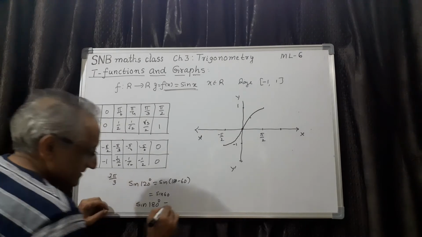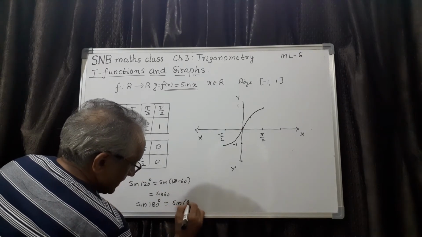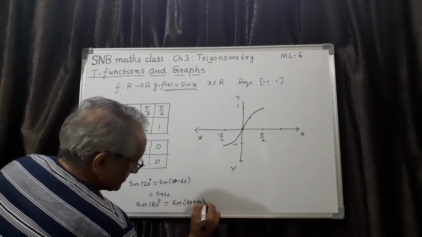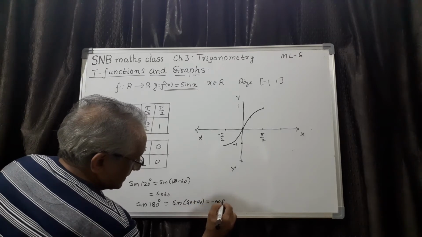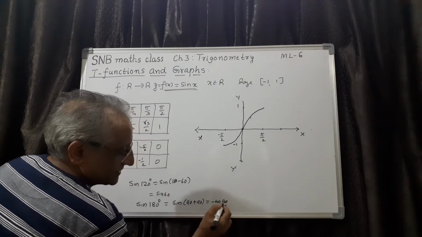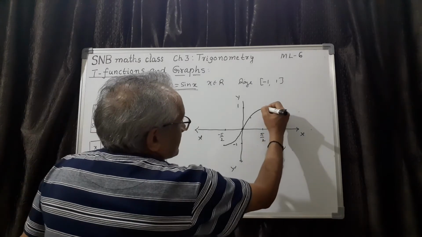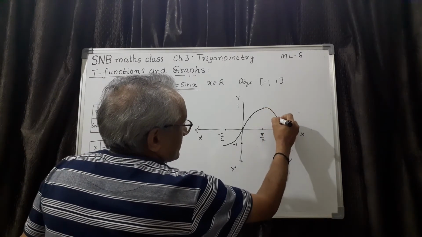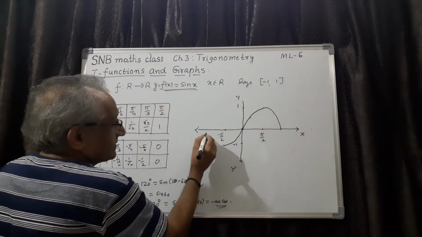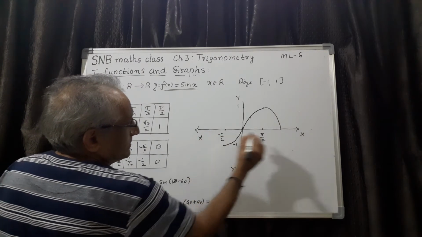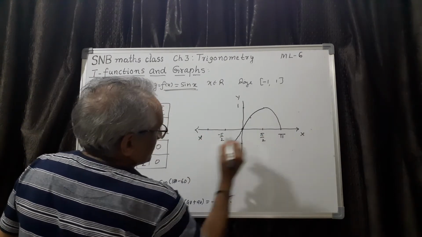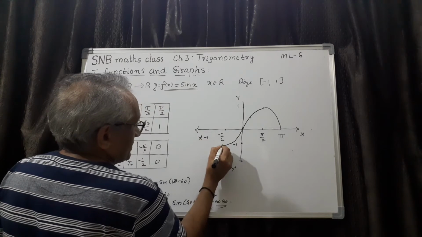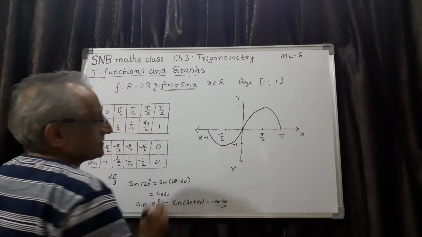Sine 180 is sine of 90 plus 90. So this is cos 90, and cos 90 is 0, so it is 0. Actually the curve comes like this if you draw the graph. And here at minus pi, this is pi, this is minus pi, the curve goes like this. This is the thing.